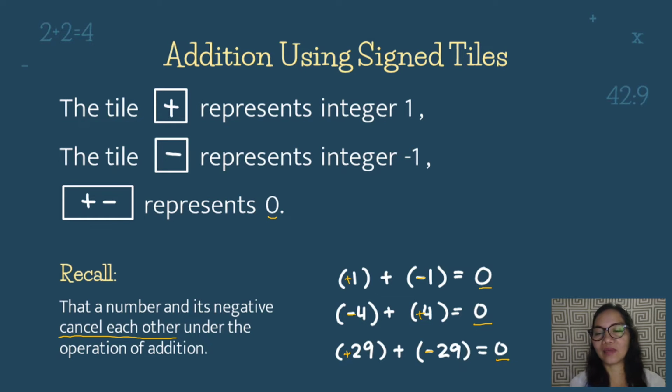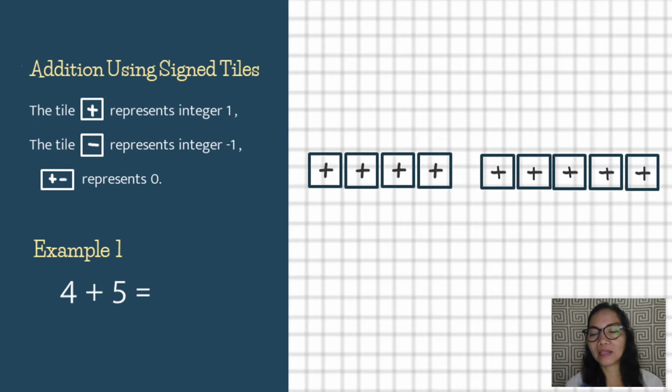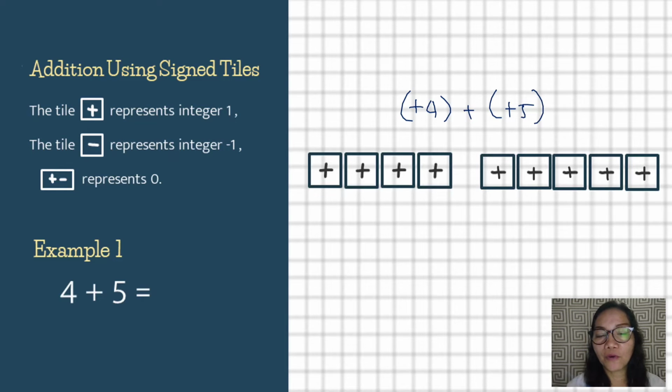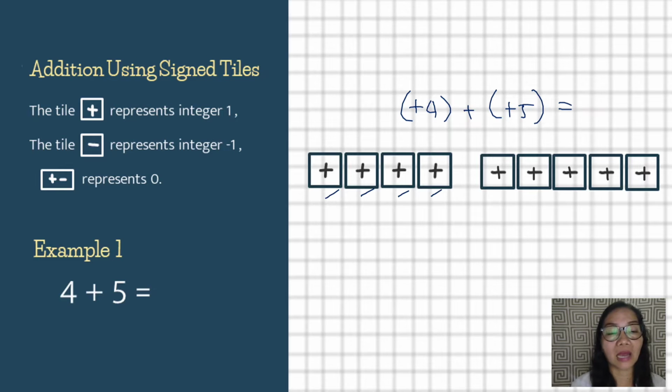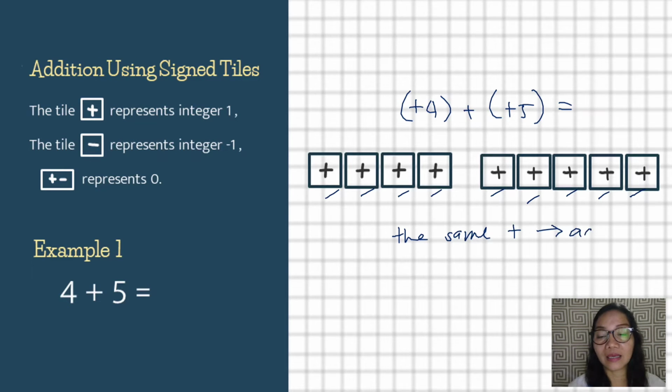Okay, let us have example number 1. Positive 4 plus positive 5. Take note, you have the same sign. So we have 4 positive tiles, and we also have 5 positive tiles. Since they have the same sign, positive, we have to add. So 4 tiles plus 5 tiles is equal to 9 tiles. Therefore, 4 plus 5 is equal to 9.